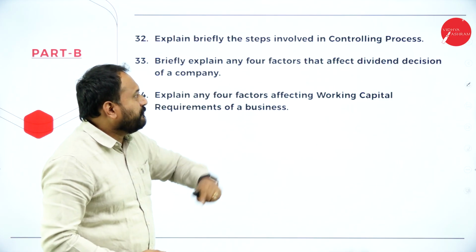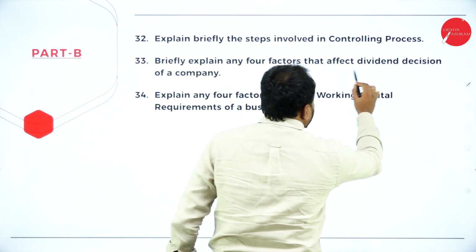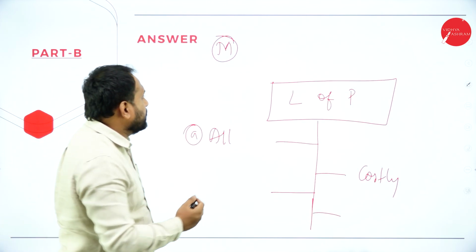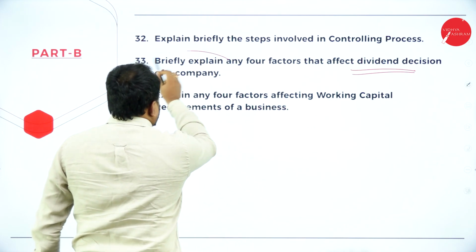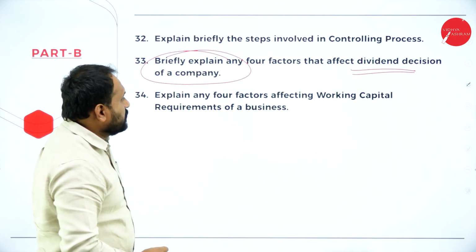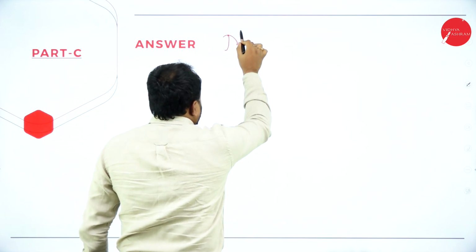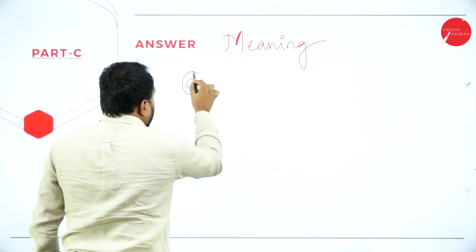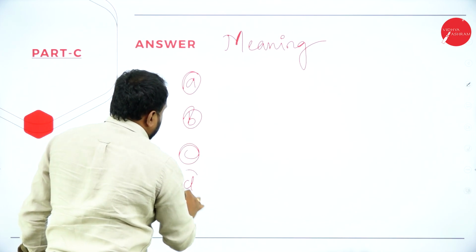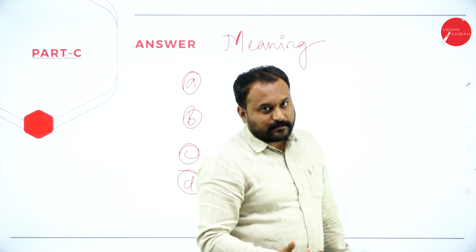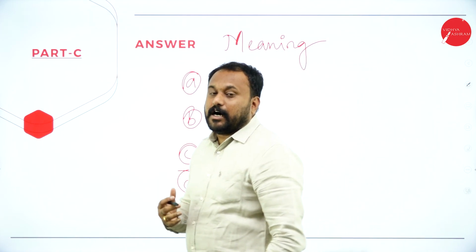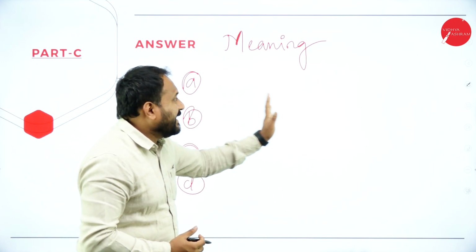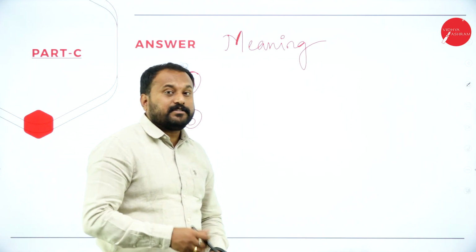Next, briefly explain any 4 factors that affect dividend decisions. What are the factors which affect dividend decisions? So here we have the dividend decisions. Please understand, you need to explain it. So how will you explain? Very simple. Write the meaning. Now there are 4 factors, A, B, C, and D. Dividend stability is there. You'll also understand how to go with it because the competitor is also giving the dividend. So all these you will actually write and start explaining each and every one. So you will get the factors also.